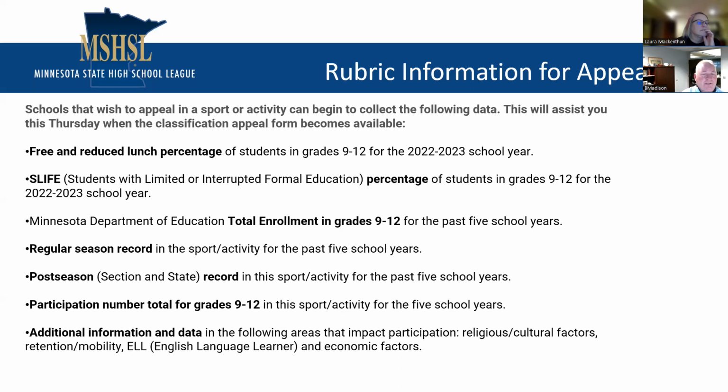And then total participation in grades 9 through 12 in that sport or activity. We'll have you list that by the year. Start to prepare what those numbers were like for your last 5 years. You're going to need to enter that into your application for appeal. We'll score that through the rubric.